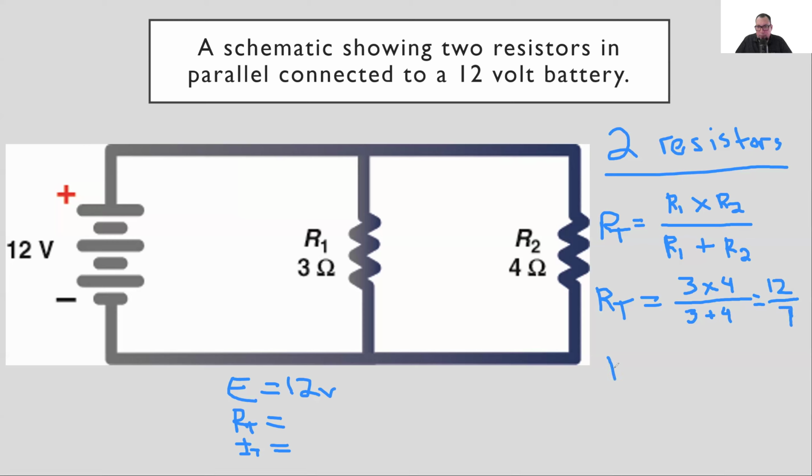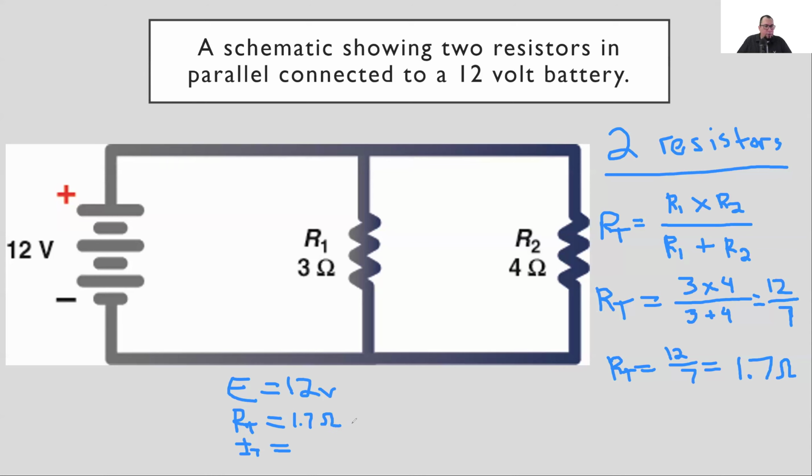Now, RT equals 12 over 7, but we don't want to leave this as a fraction. So we need to take out our calculator real quick, and let's find the reduced number in decimal form. 12 divided by 7 will give us 1.7, and it's a longer number than that, but I'm just going to do 1.7 to make it real easy for now. So now our RT is 1.7 ohms.